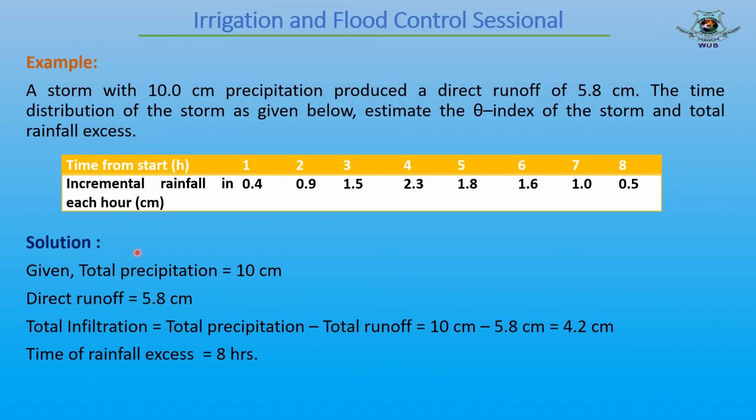Let's start to solve the problem. Here given total precipitation equals 10 centimeter, which is stated in this question, and also we can get this from this table. Direct runoff equals 5.8 centimeter, which is also stated here. If we subtract this direct runoff 5.8 centimeter from total precipitation 10 centimeter, we will get infiltration. So total infiltration equals total precipitation minus total runoff, and finally total infiltration equals 4.2 centimeter. Here the time duration is 8 hours, so the time of rainfall excess is 8 hours. This is our first trial, and we have to take a second or third trial if necessary.